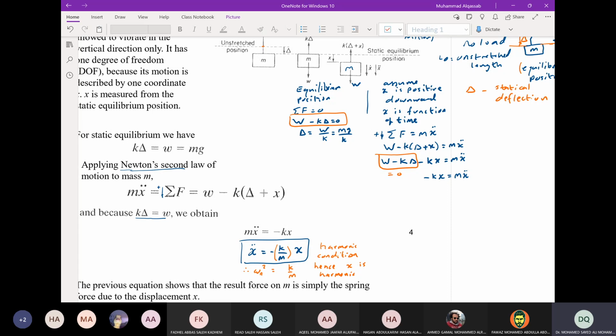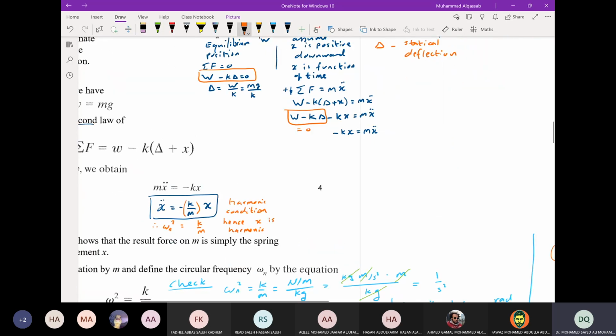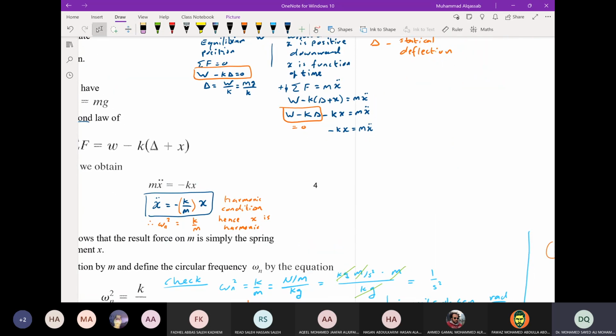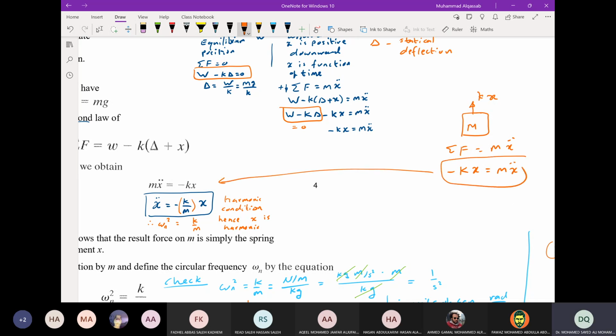So the free body diagram for vibration in a system arranged vertically will be only kx. If you put the weight, then you have to put k delta as well. So that's the free body diagram in vibration. And then the sum of forces will be equal to mx double dot, and this will be minus kx equal to mx double dot, which is the same as this equation.